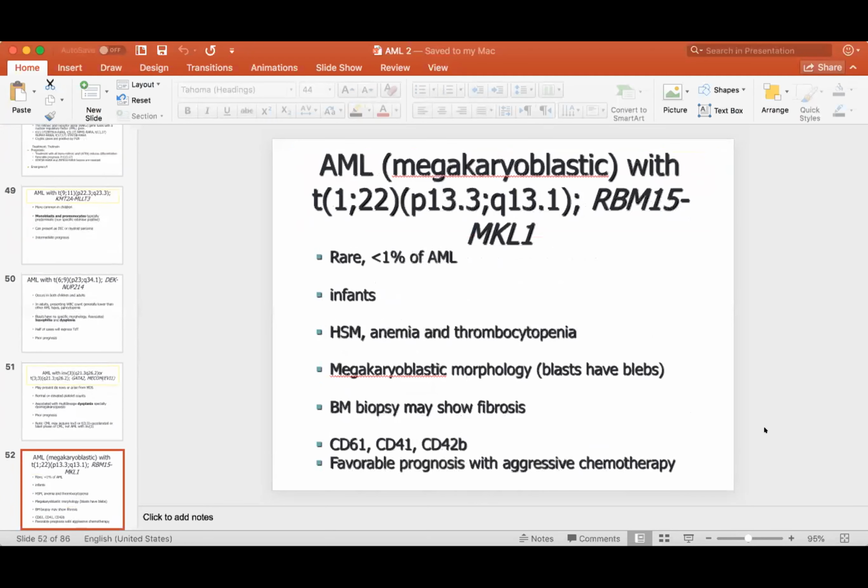And then we have AML that is megakaryocytic, 1;22. This usually occurs in infants, and they have a megakaryocytic morphology. So the blast will have these cytoplasmic projections or pseudopods or blebs, and I'll show you pictures of that. And they're also positive for the megakaryocytic markers like CD61, 41, or 42b. This has a favorable prognosis with aggressive chemotherapy. So 1;22 is megakaryocytic, occurs in infants, and is positive for megakaryocytic markers.